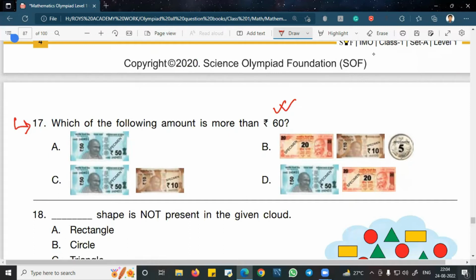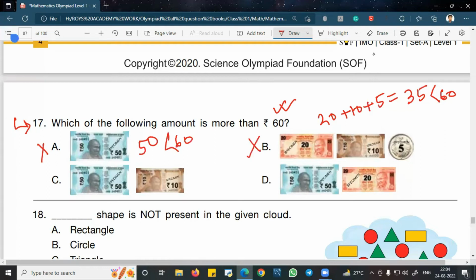At first, in option A there are 50 rupees. Now in option B, we have 20 plus 10 plus 5. If we add these values, we get 35. So this 35 is less than 60, and option A is also less than 60. So these are the wrong options.